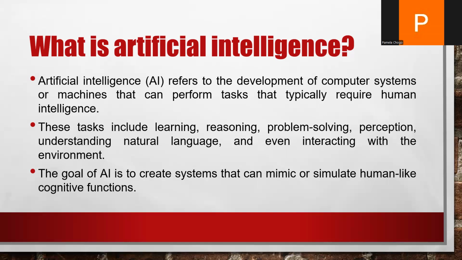But when we talk of artificial intelligence, we are now training the computer to understand what I am speaking, to understand the natural language, and also be able to interact with the environment, be able to see that today it is cold, tomorrow it is warm, it is raining, and act accordingly, being able to interact with others. So the goal of AI is to create systems that can mimic or simulate human-like cognitive functions.